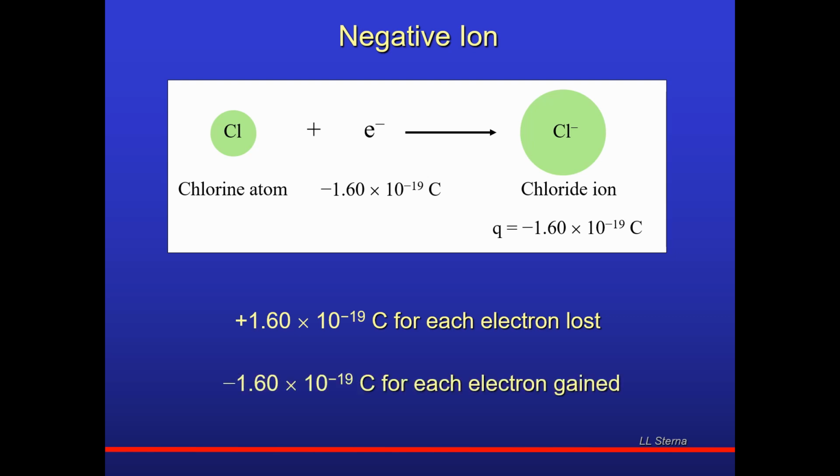And you add minus 1.6 times 10 to the minus 19 coulomb for each electron gained. Again, it could be an atom, it could be a combination of atoms together that make up the ion. One point to be noted here: when these processes take place to form ions, you're not adding or removing protons, you're not adding or removing neutrons. It is the electrons that are being added or removed.